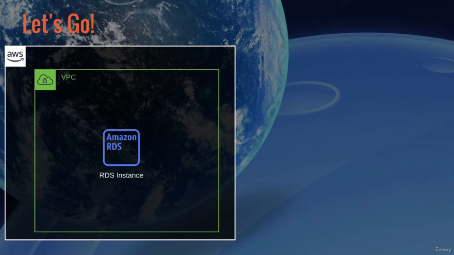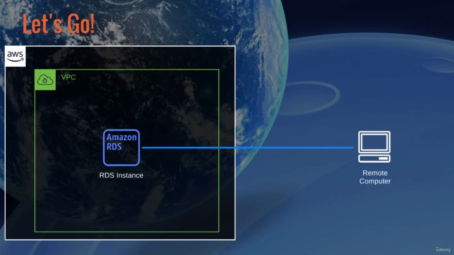Now, because we're launching that within our VPC, which is our own private space within the AWS network, no access will be allowed to that RDS instance unless we allow that to happen. So that RDS instance will have a default security group associated to it. And that security group is a firewall to the outside world. And it will have rules that will prevent access to that database instance.